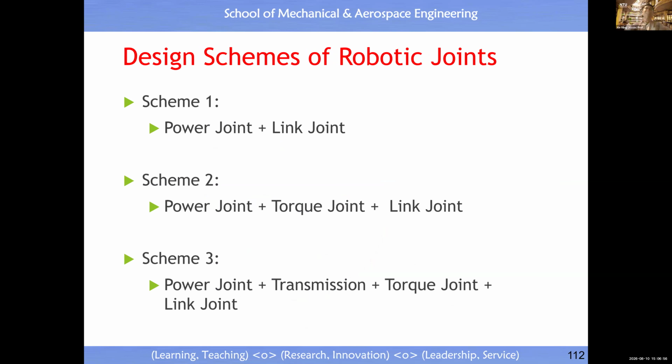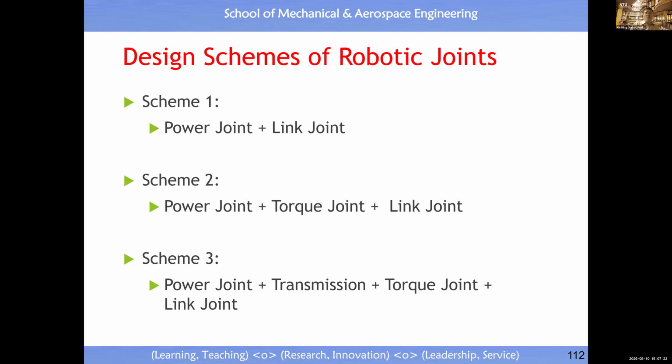Now, the next question is we have a set of joints, so how do we combine them together? These are the design options for you to choose, up to you based on your application. Option one, power joint plus link joint, we call it direct drive. This is another name, in the research community, direct drive. That is design scheme number one. Design scheme number two is popular. Design scheme number three is also popular, right?